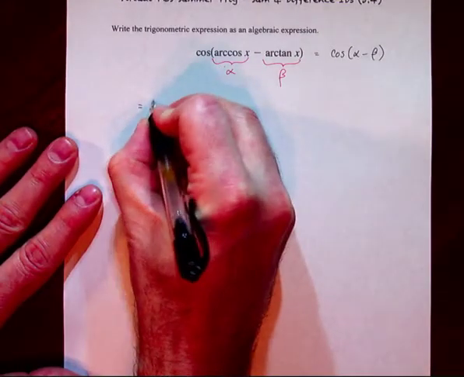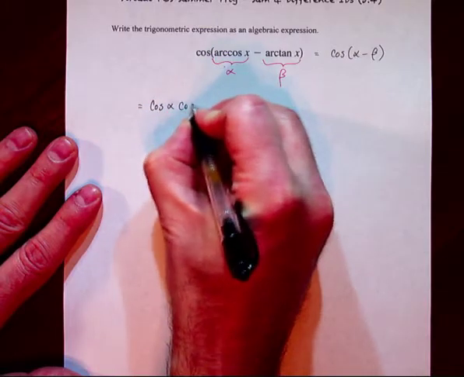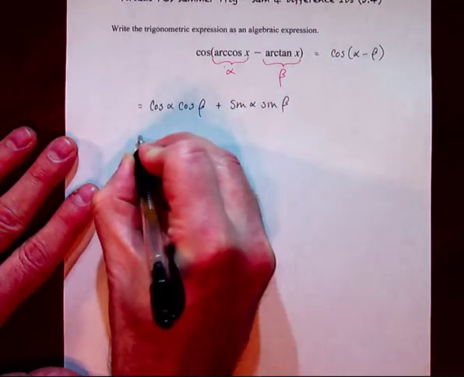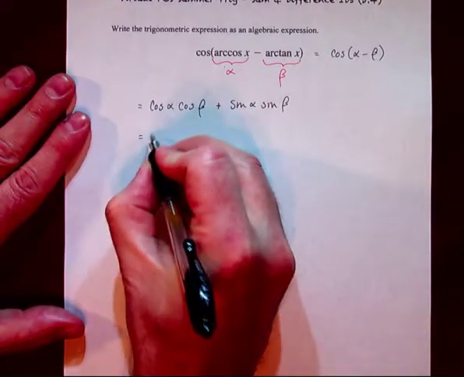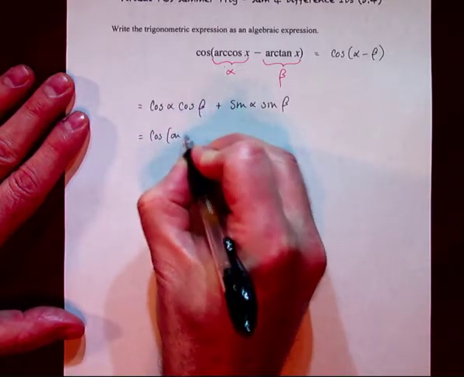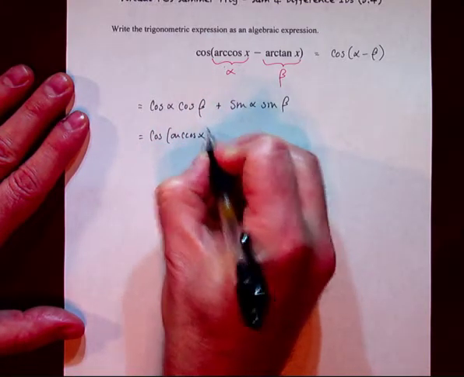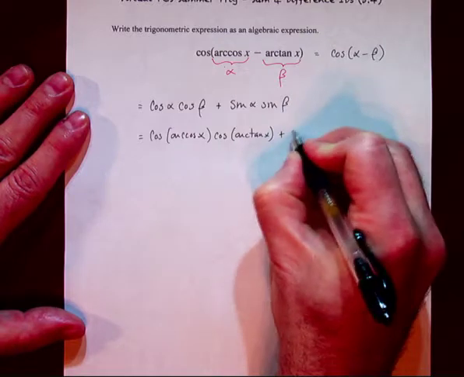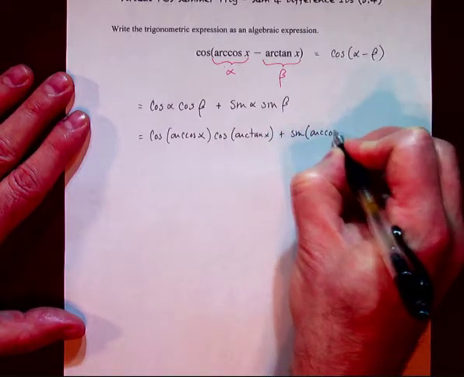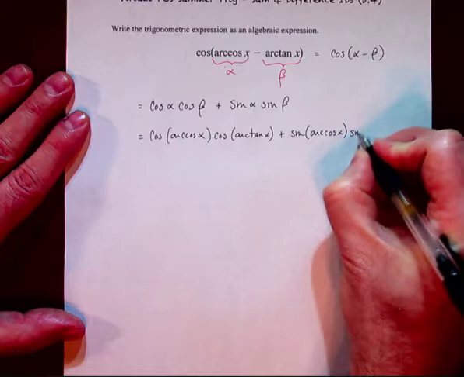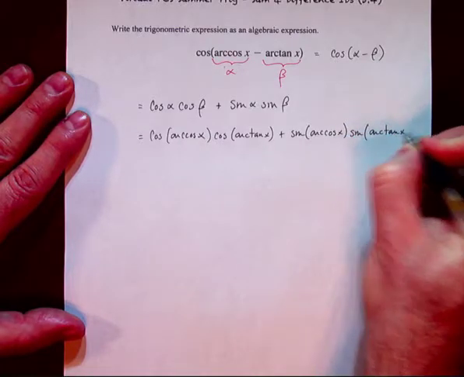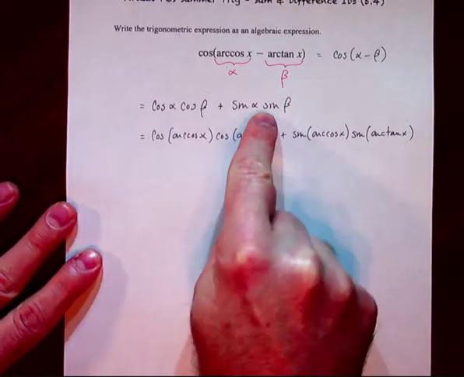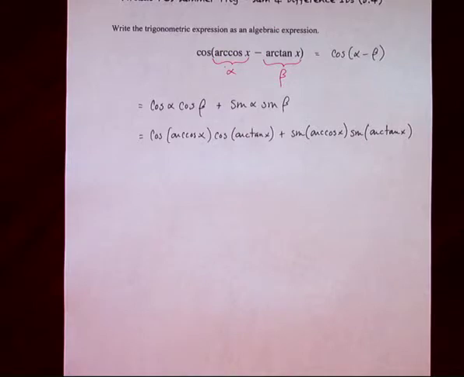And we know that it's going to be cosine of alpha, cosine of beta, plus sine of alpha and sine of beta, which at this point I can plug back in and get cosine of arc cosine of x, and then cosine of arc tan of x, plus sine of arc cosine of x, and sine of arc tan of x. Now I've basically gone to alpha minus beta in order to lay out the identity and then plug back in.